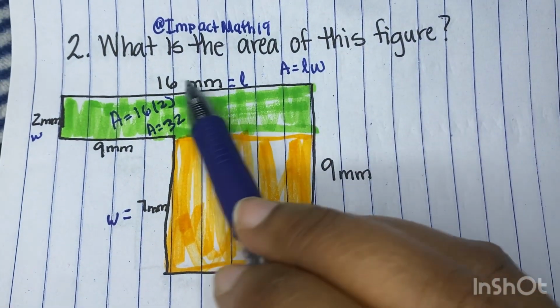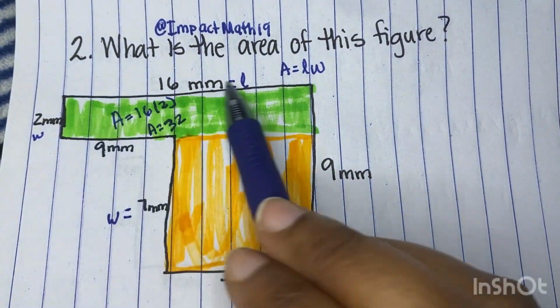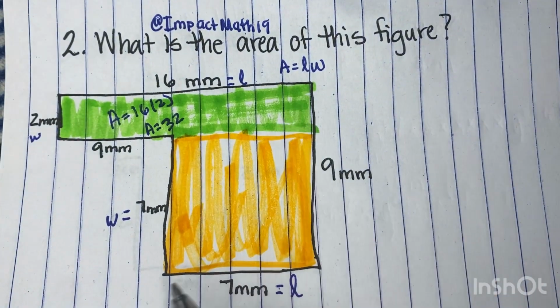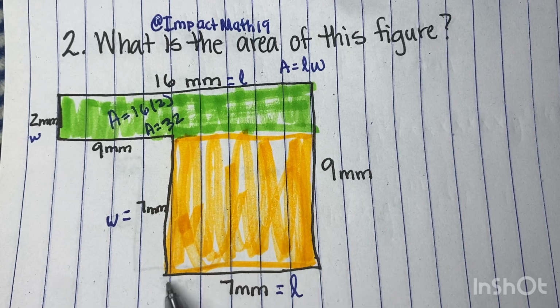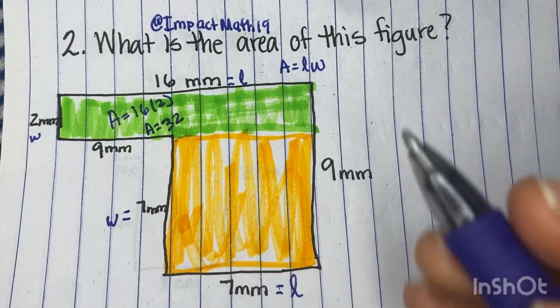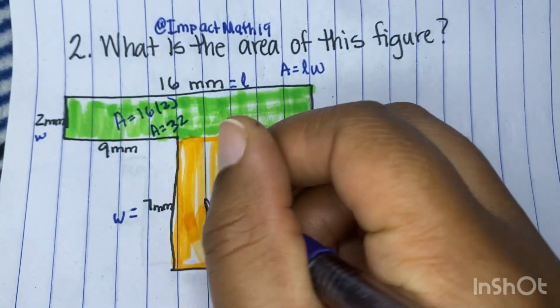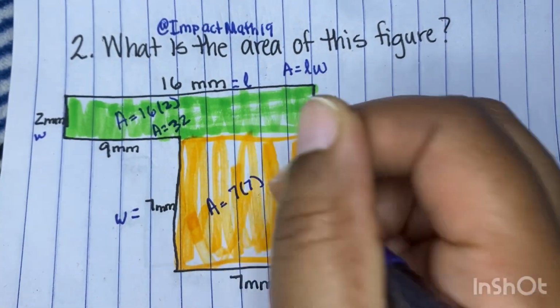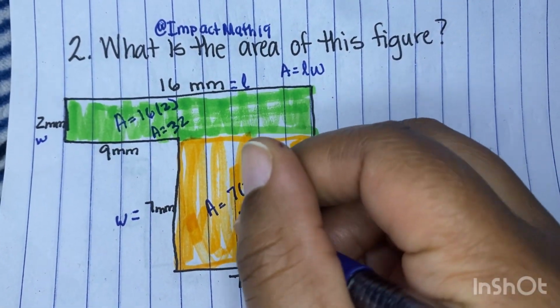Because we can't use this 16 anymore, because remember we used the 16 for our green rectangle. So we're going to use 7 because this is the actual length for our orange. So then we would do area equals 7 times 7. And 7 times 7 is 49.